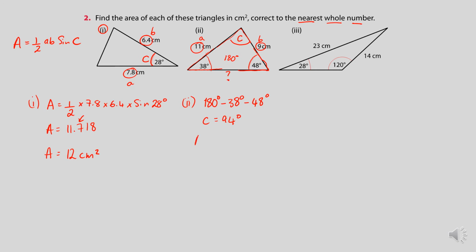Okay, we'll just fill in our numbers now. Half ab, so half times 11 times 9 times sine C, that will be sine 94 degrees. On to my calculator now: half times 11 times 9 times sine 94 equals, and I get 49.379. Correct to the nearest whole number, the next digit is 3, so it's closer to 49 than 50. So 49 centimeters squared is my answer.